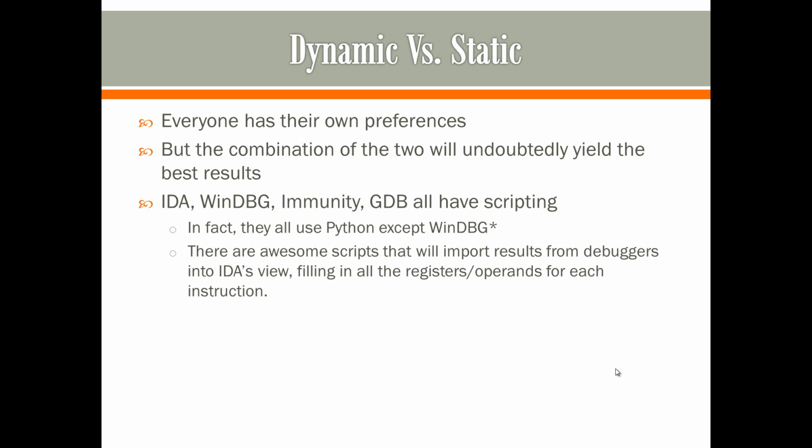There's also some cool scripting features. So IDA, WinDebug, Immunity, and GDB all have scripting. In fact, they all use Python. And that "except WinDebug" note right there is no longer true. There is a WinDebug Python API available now. So a lot of automated things can be done. You can automate unpackers, you can automate some other cool stuff.